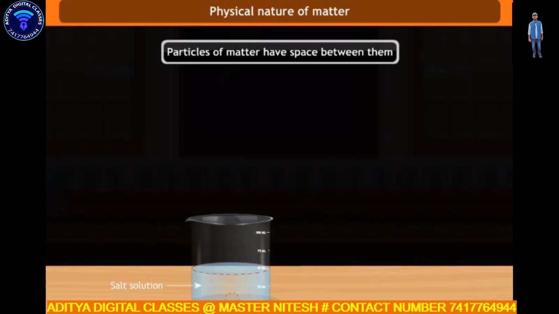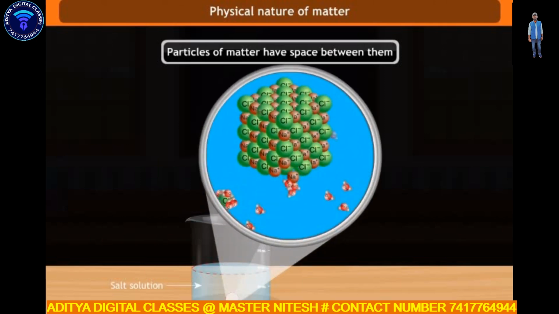It was observed that the particles of salt were evenly distributed in water. Also, it was observed that the presence of salt particles did not change the level of water in the beaker. This could be possible only if the particles of salt were accommodated in between the water particles. Thus, this clearly demonstrates that space exists between water particles.